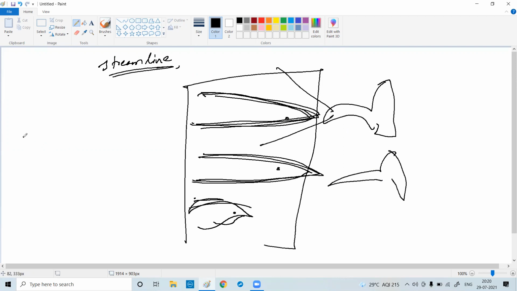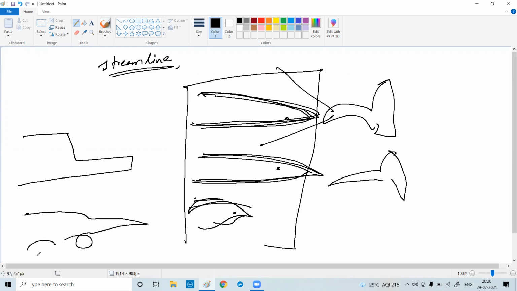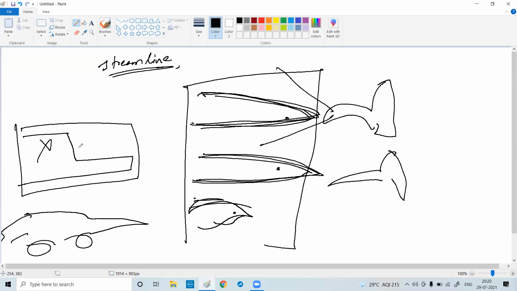The earlier Ambassador car used to look something like this, but nowadays cars which are mainly for sport purpose are almost like this. Yes or no? Yes, sir. Can you use these older cars for sport? No. Why? Because they don't have a proper streamline structure.